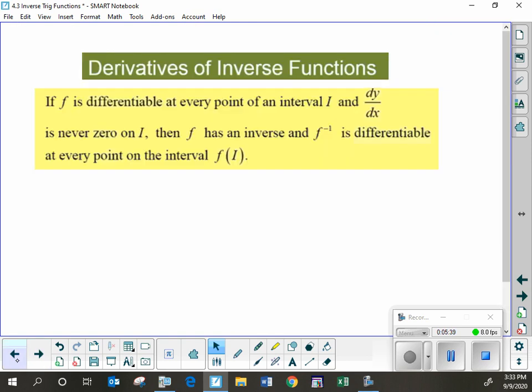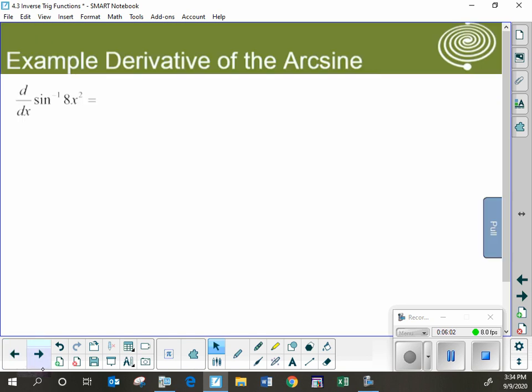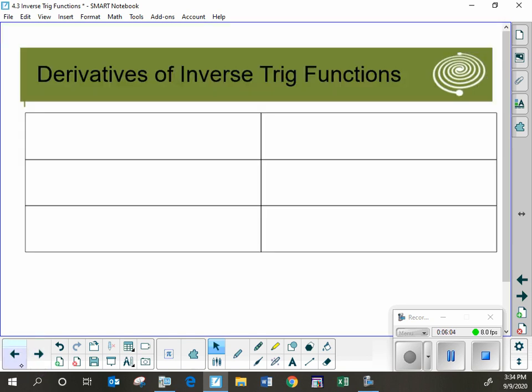Whoops, too fast. Derivatives of inverse functions. If f is differentiable at every point of the interval I and dy dx is never 0 on that interval, then it has an inverse. And f inverse is differentiable at every point on the interval where I'm looking at f evaluated on that interval. So as long as the derivative was not 0, it should have an inverse derivative.